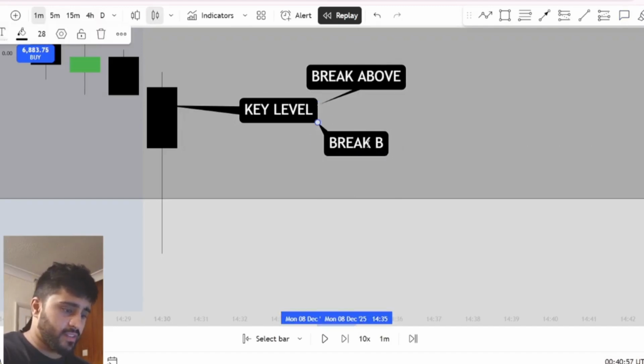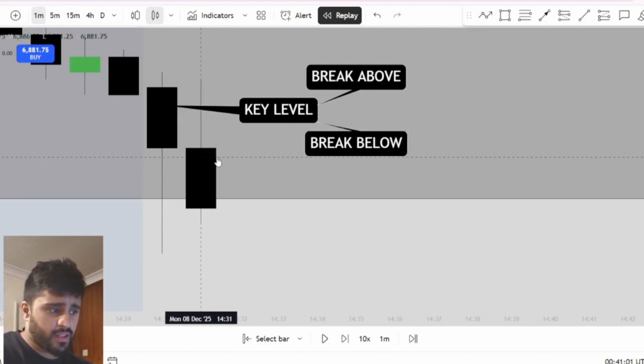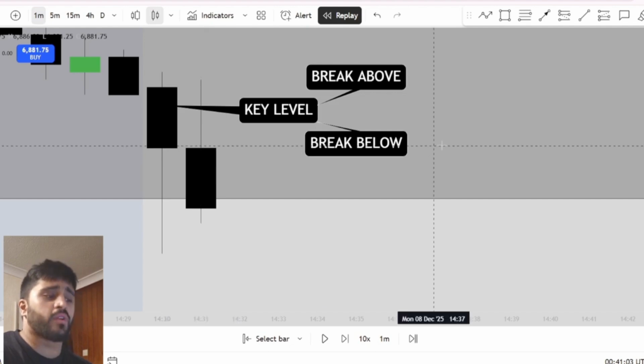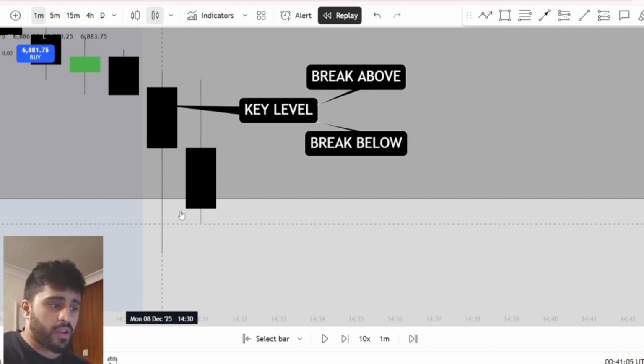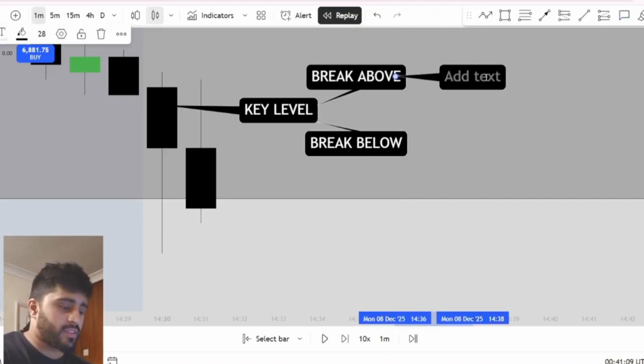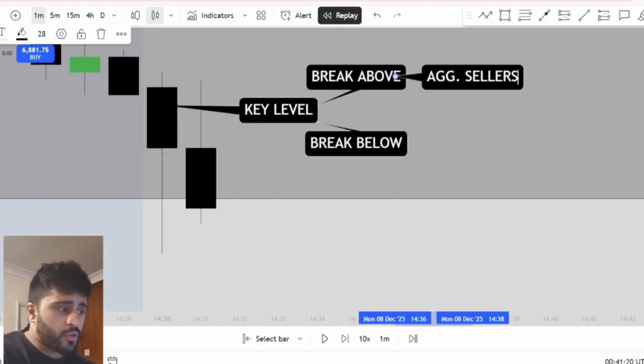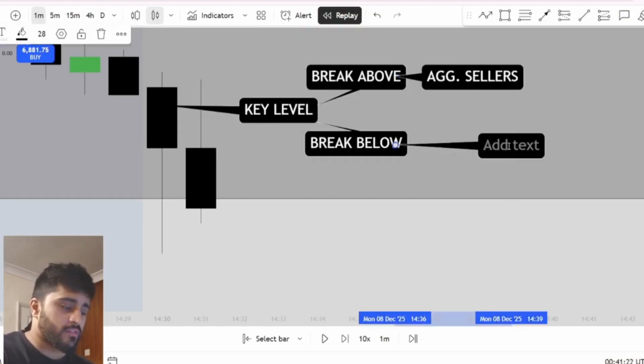Now, in this case, the first sort of, let's say 1-2 minutes, right, 9:30, 9:31, we break below the zone, right? We break below here, we break below here. Now, you can either break above with sellers, and this is where the order flow becomes important, right? Aggressive sellers. So you can either break above with aggressive sellers, or you can break below with aggressive buyers.